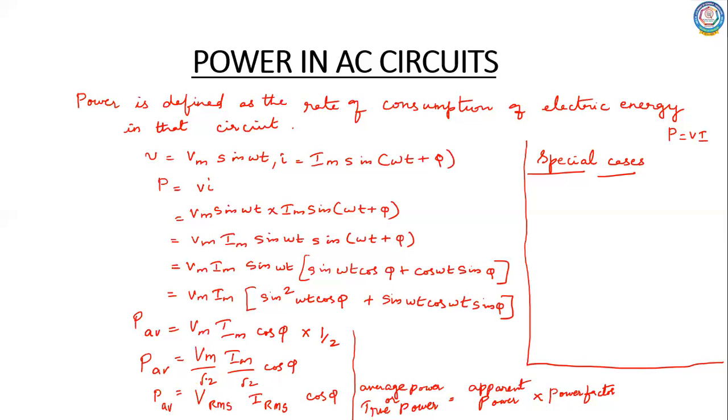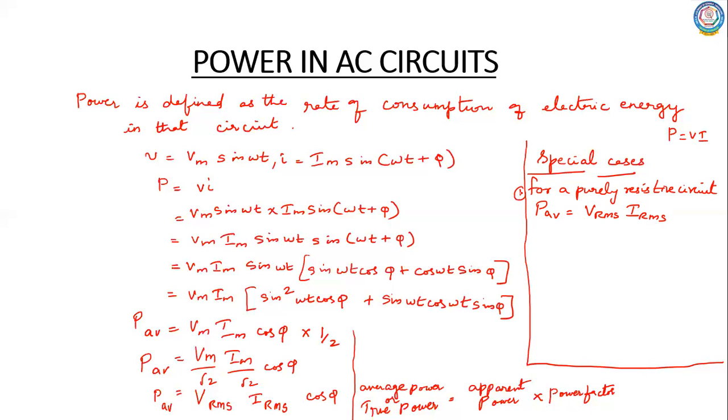So here in this formula, cos phi represents the phase angle between what? Current and voltage. If this angle is 0, substitute phi equal to 0. In that case, cos 0 becomes 1. So what will be the average power for a purely resistive circuit? Average power equals Vrms Irms. Is it clear? So this is the first case.